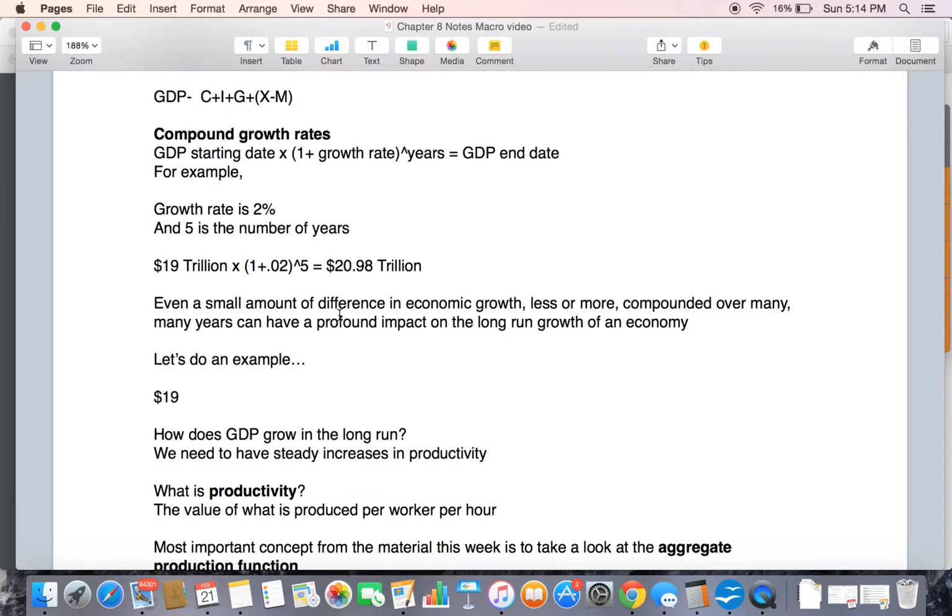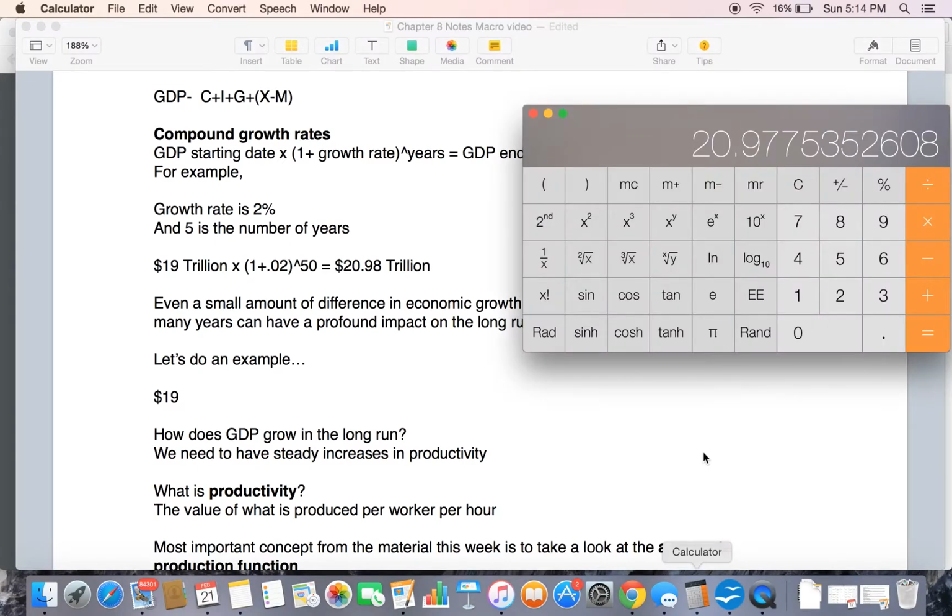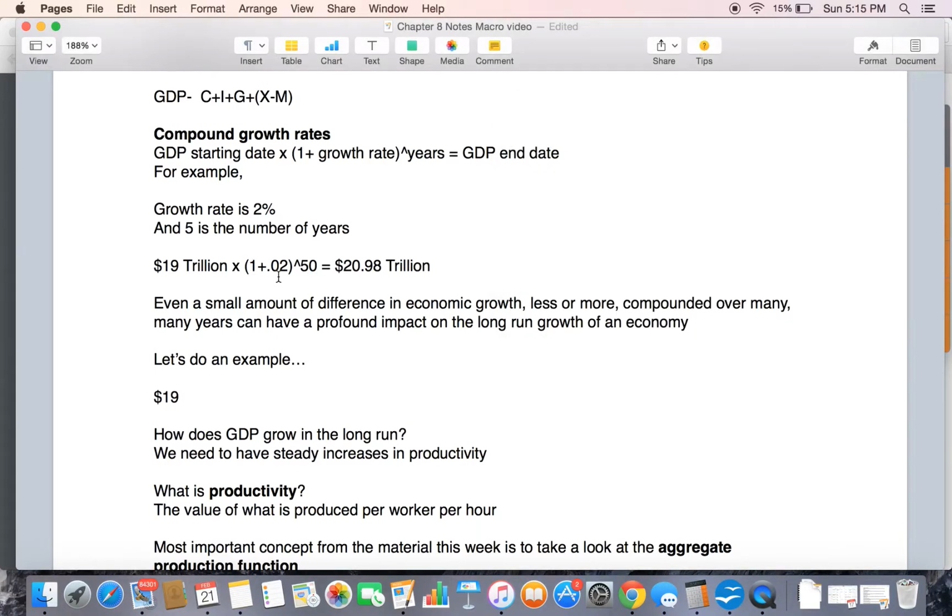So let's say, for example, that instead of looking at 5 years, we looked at 50 years. So we'll clear this out. 1 plus 0.02 or 2% to the 50th power will give us 269% growth times 19 trillion. So our GDP at 2% should be about 51 trillion in 50 years, which is an extreme amount of time.